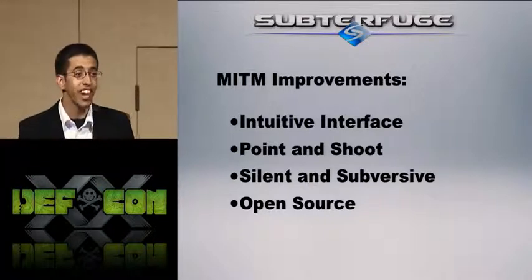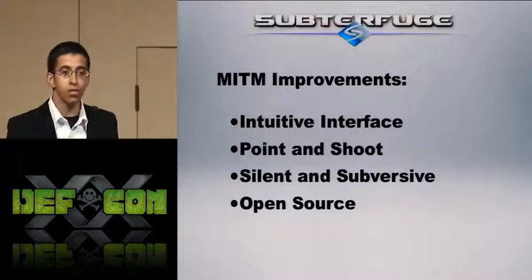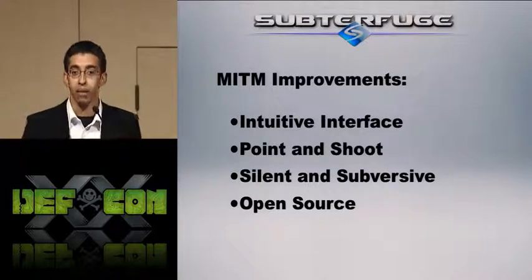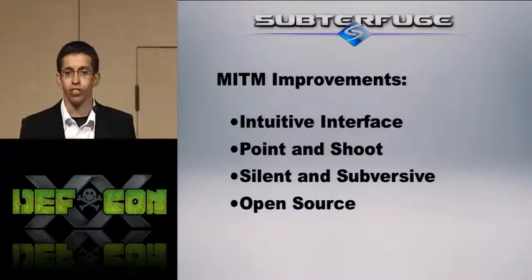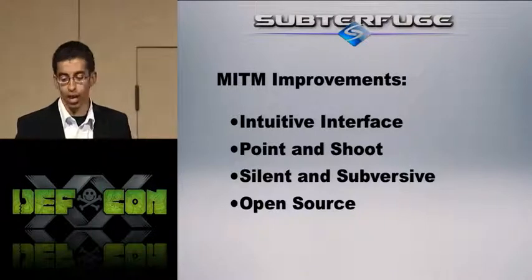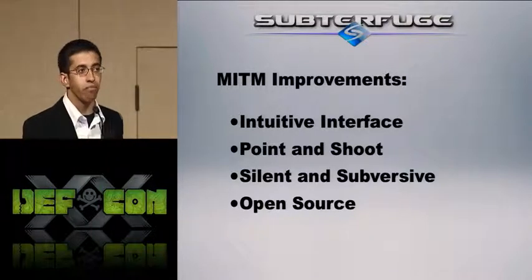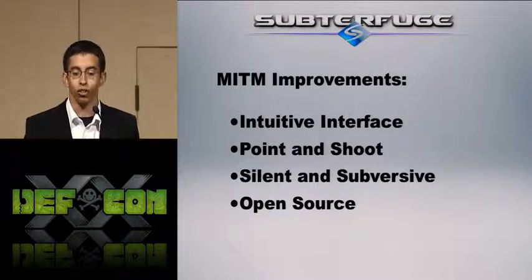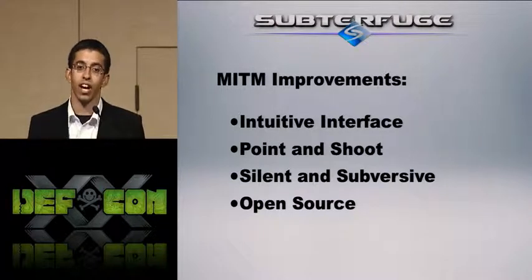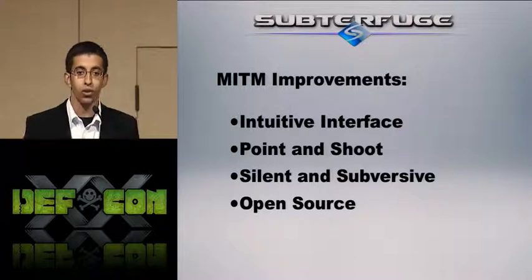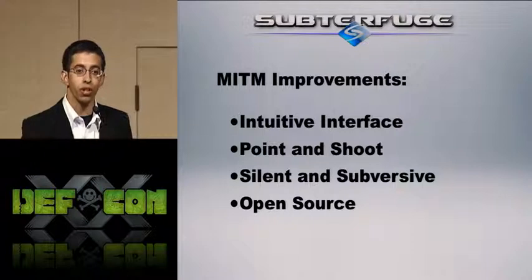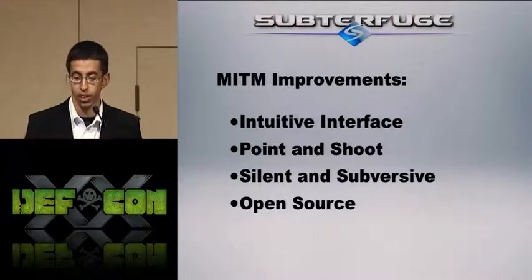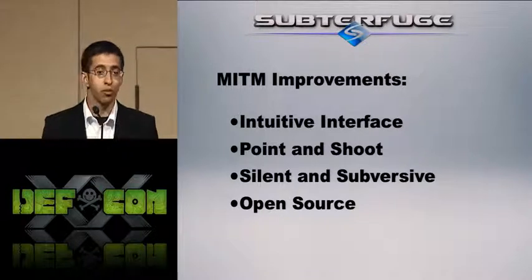It's also really silent and subversive. Unlike most man-in-the-middle tools, which spam ARP, particularly ARP cache poisoning tools, Subterfuge actually has a couple innovations, if you will, that we're going to talk about in a little bit when it comes to poisoning a network, that really allow it to be a lot more silent. A couple other things that we've integrated into Subterfuge, we'll also talk about in just a little bit, let us subvert the user and make it really transparent and very hard for the victim to actually realize that they're being exploited.